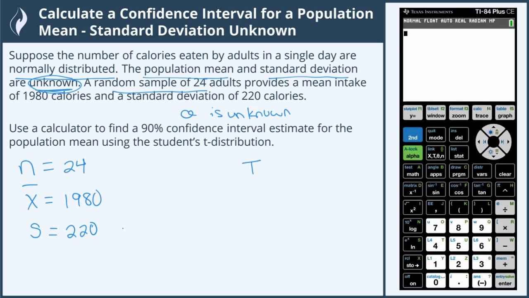Now, use a calculator to find a 90% confidence interval, that's our confidence level, to estimate for the population mean. So I want an interval for the mean. So I'm going to write that here. I'll put it in interval notation, and I'll put it in inequality form.